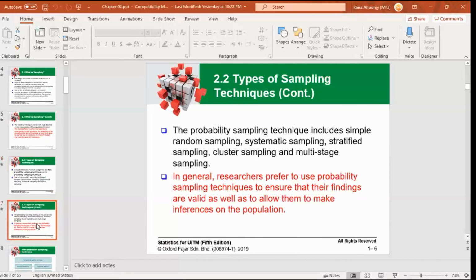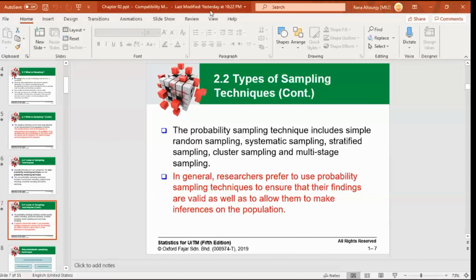So let's talk about the probability sampling technique. What do they include? We will talk about it. In general, researchers prefer to use a probability sampling technique to ensure that their findings are valid, as well as to allow them to make inferences on the population. Because with a non-probability sampling technique, the judgment of the researcher plays a big role, and the researcher is somehow a decision maker in deciding what item or what part of the population to include.